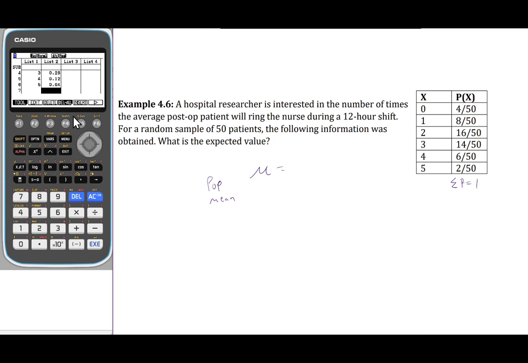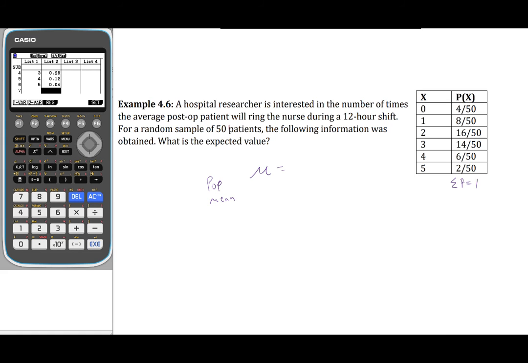Going back to the calculator, we now want to go to F6 twice so we can bring up the calculate screen. Again, we should confirm that our settings are correct. We have our X value for list 1 and our frequency for list 2. We're good there. Press exit once. And again, we're only talking about the one variable.